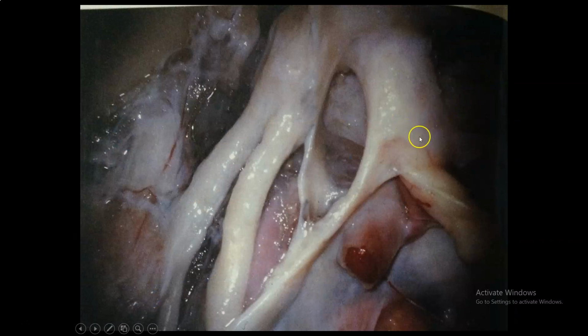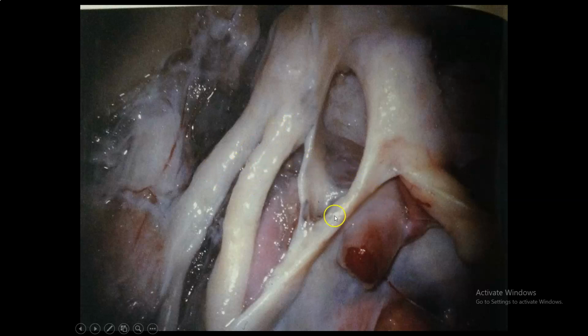This is a view of the cavernous sinus. Nice dissection. The left side, optic nerve, carotid, ophthalmic, and you find the two lateral walls of the cavernous sinus. This is the outer layer of dura, and this is the inner layer of dura, and you find the carotid here, the oculomotor, and V1.